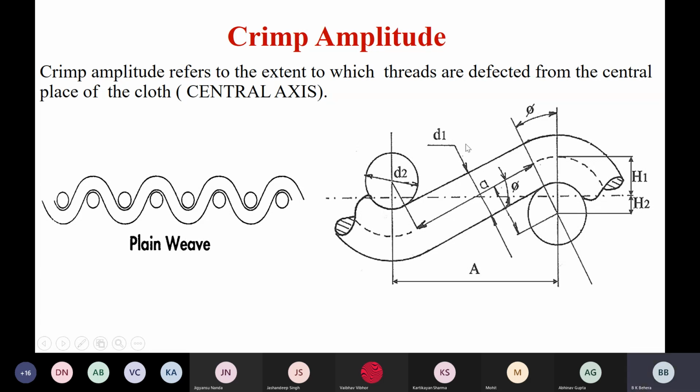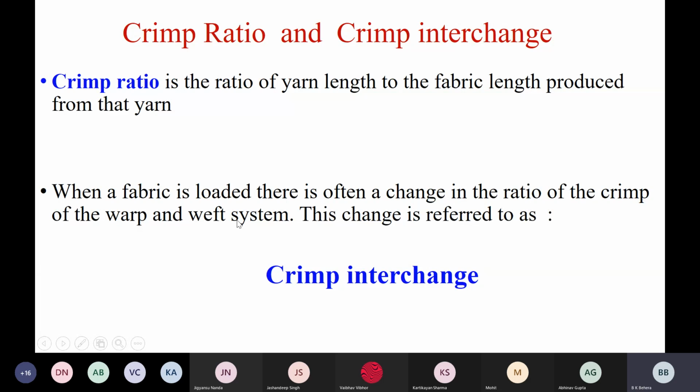So crimp decides many properties of the fabric, and that's the reason why we are interested to find out the role of crimp, how crimp is determined, and what is the importance of crimp in a woven construction from the mechanics point of view. So the first term we define in this chapter is called crimp ratio. Crimp ratio is the ratio of yarn length to the fabric length produced from the yarn. This point I have already explained to you. Yarn length over fabric length.